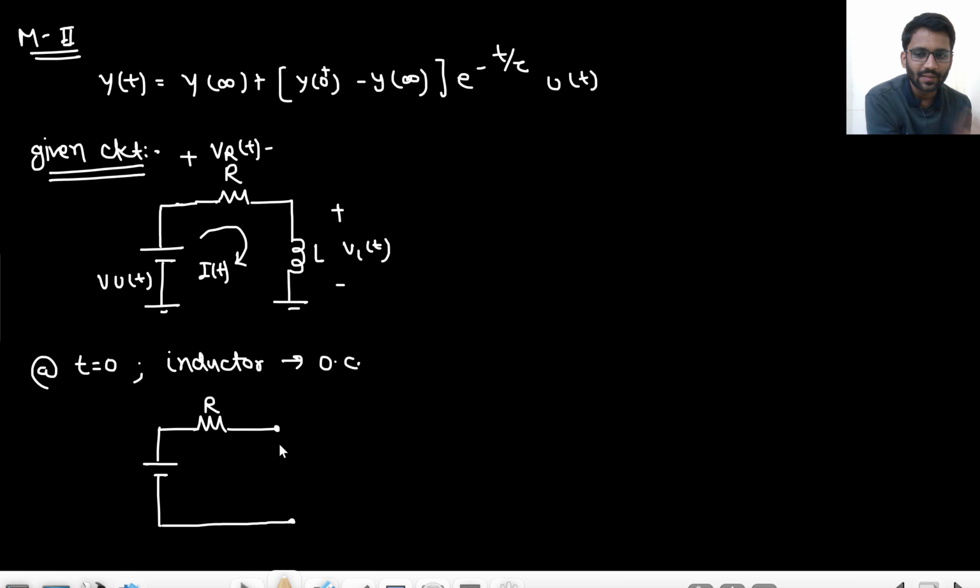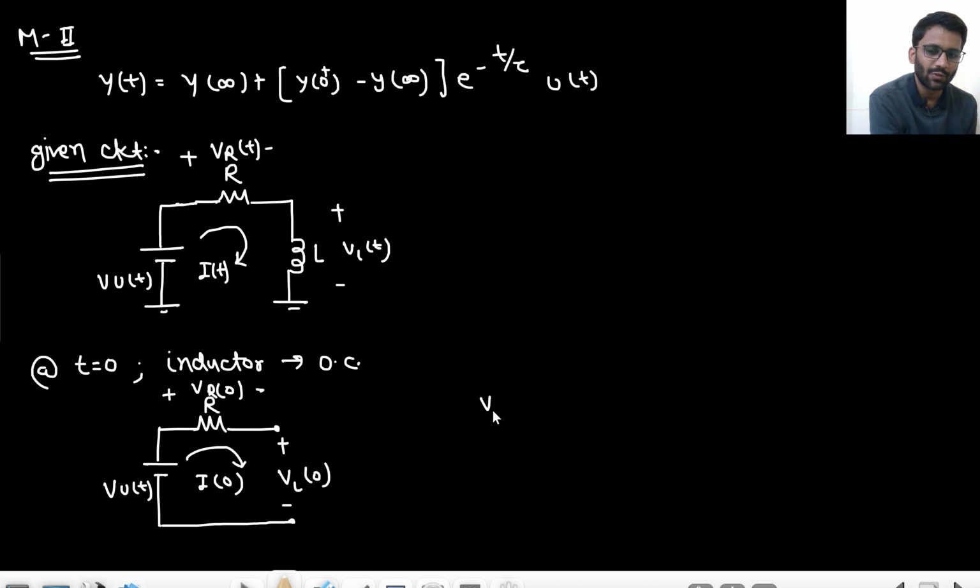Right? This is your VL(t). This is your VR(t). Not VR(t), we should write VR(0). VL(0) we should write. VR(0) we should write. And this is I(0). And this is V voltage, V u(t).